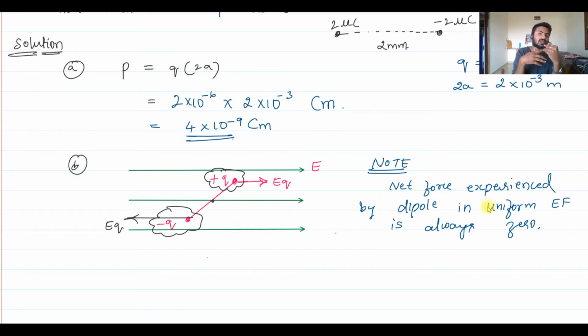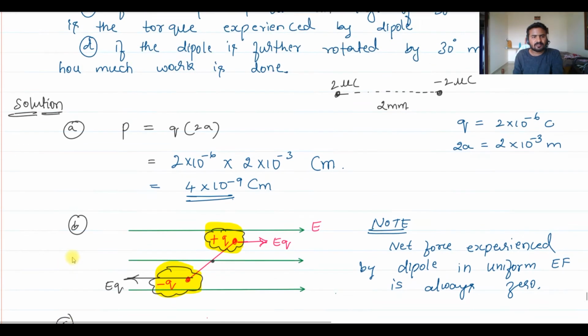Why am I saying that in a non-uniform electric field, it will experience a force? See, the name itself indicates non-uniform. Non-uniform means what? In this region, the electrical field will be different. Here, the electrical field will be different. Here, the electrical field will be different. Then this EQ and this EQ will not be equal, no? Then the net force will not be zero, right? So that's the reason. So now, let's move to the third sub-question.